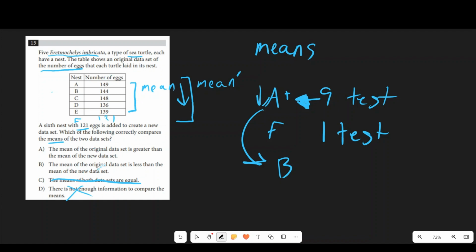The mean of the original data set is less than the mean of the new data set. Well, would it really make sense? No, because remember, the new data set has this extra 121, which brings the average down. So B is definitely wrong, meaning A is our only option that makes sense, because the mean of the original data set is greater than the mean of the new data set. And why is that? Again, we have this number 121 added to our new data set that makes the average smaller, because this number is smaller than the rest of the numbers. So hopefully I repeated that enough times for you to understand why A is correct.